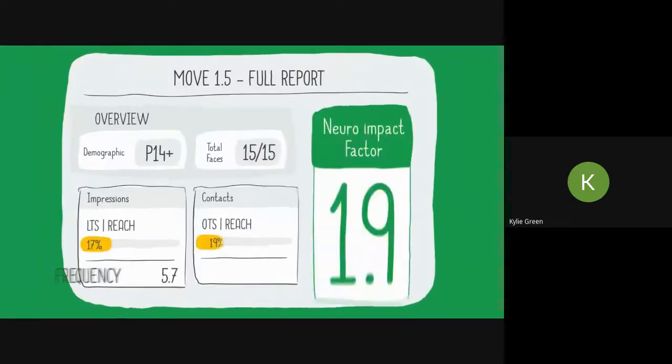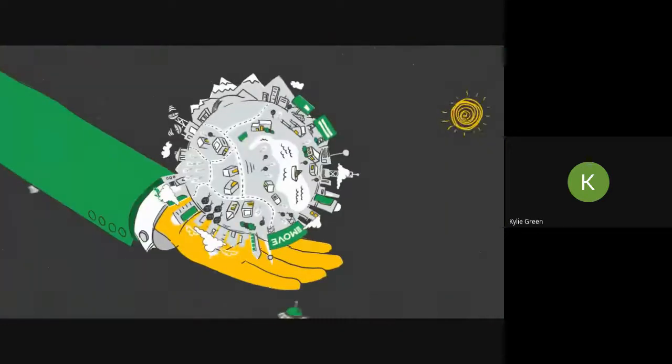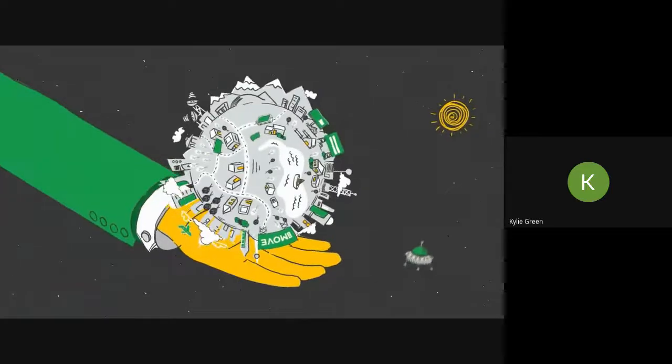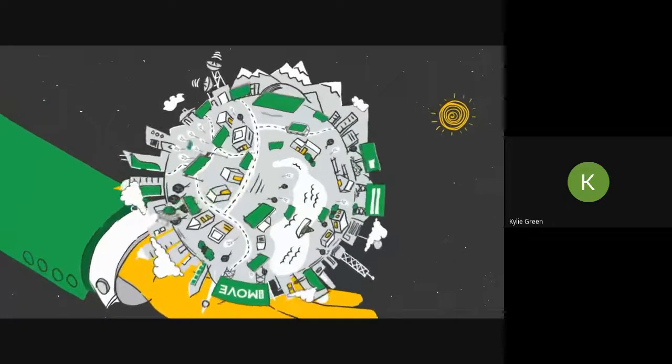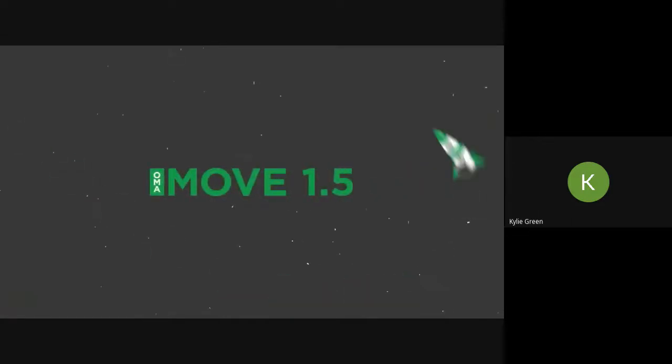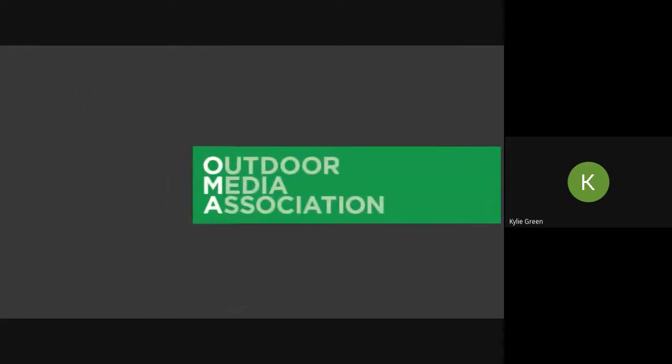With our new Neuro Impact Factor that reports the impact of each out-of-home format across our entire network of classic and digital signs, putting in the palm of your hands for the first time ever the ability to uniquely measure your entire campaign, which makes Move 1.5 the most robust and accurate audience measurement platform in Australia. Now that's worthy of attention.